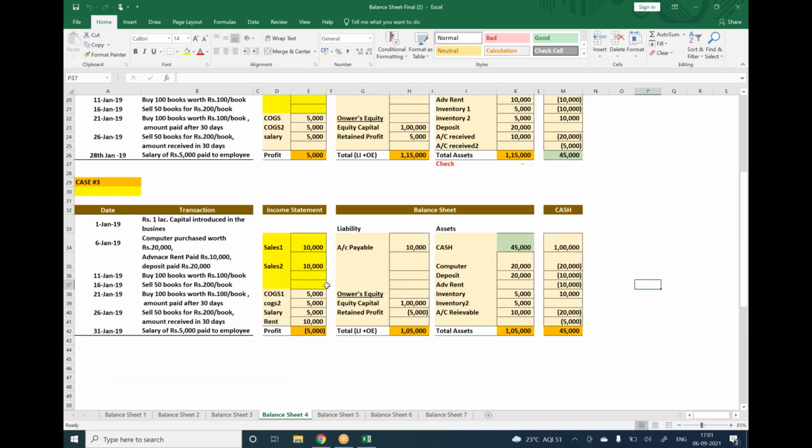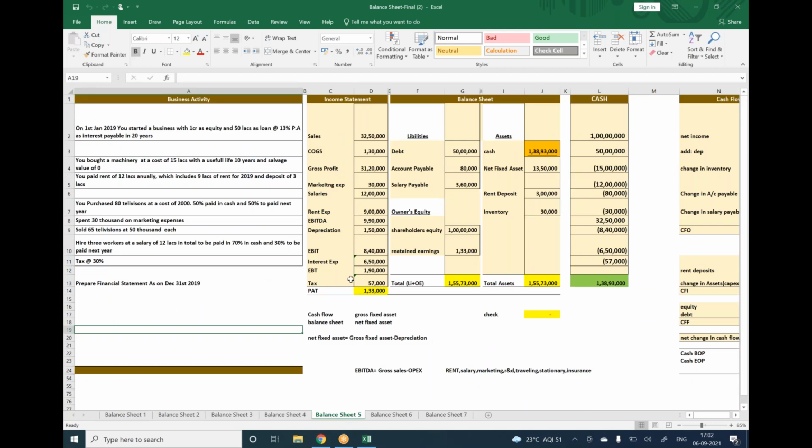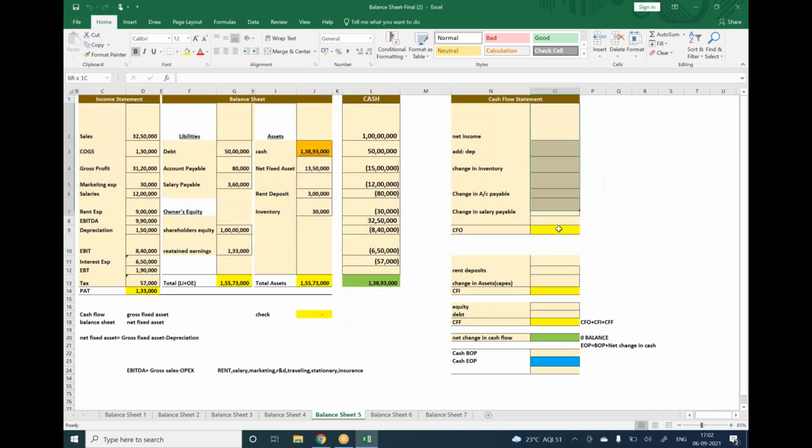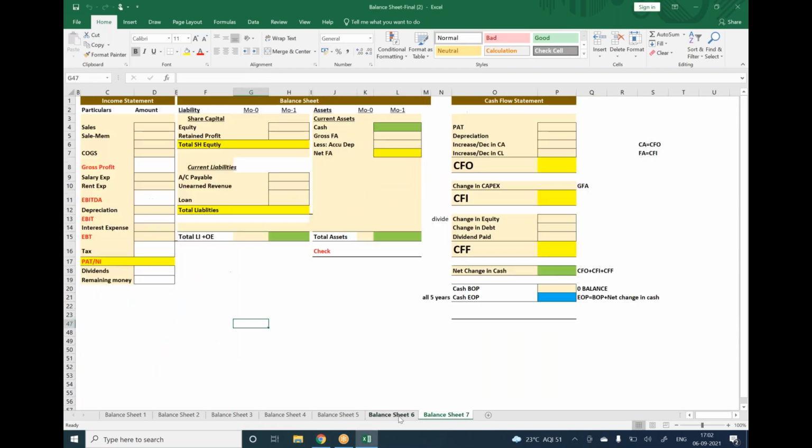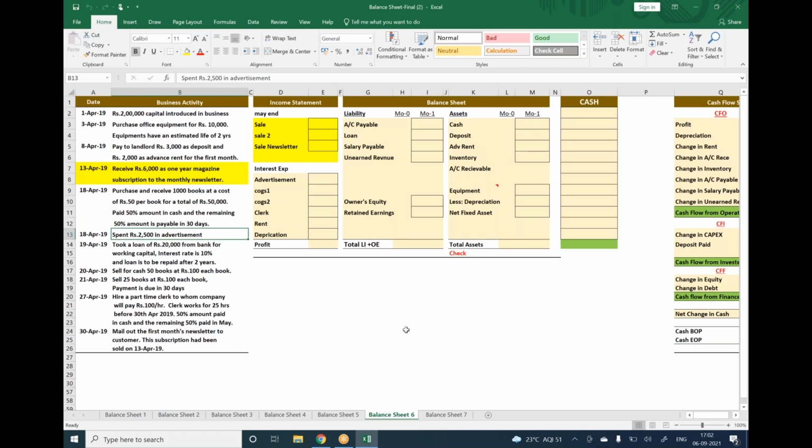I think we finished balance sheet 4. We finished 5th. Did we solve the cash flow statement of balance sheet 5 of the indirect method? Okay, we have done it. How come I've not saved it? Sixth one also we did, right? Did we do the sixth one?